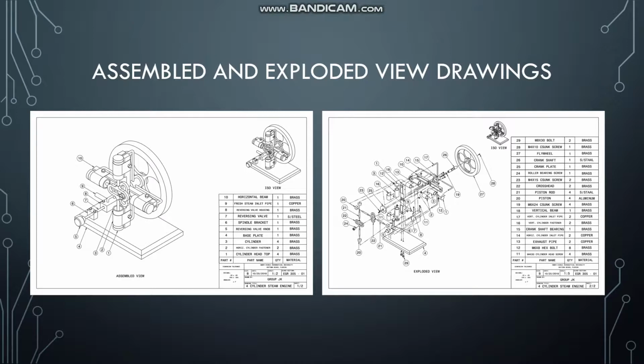The assembled and exploded view are seen here. The left is the assembled and right is exploded. The parts list indicates the part number, part name, quantity, and material. Brass, stainless steel, and copper, along with aluminum pistons, were the main materials of all the components.